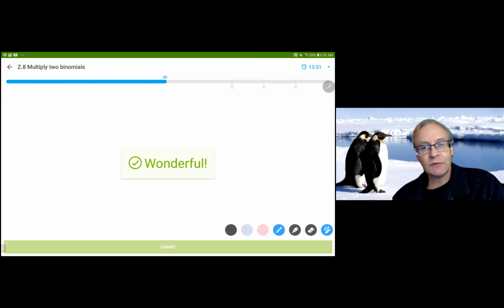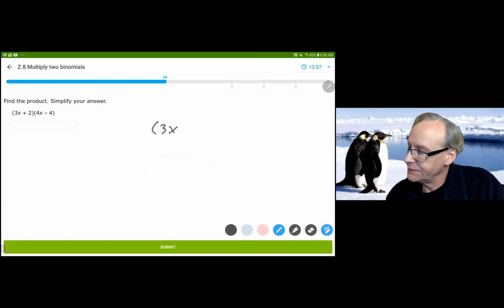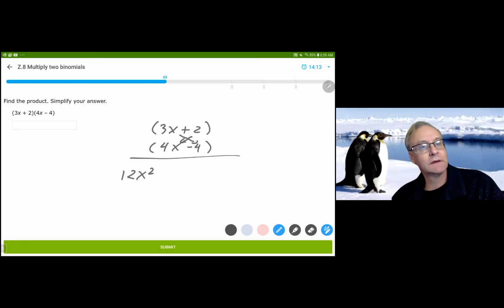Okay, so this time I'm going to show you what I mean by doing them in your head. So we've got 3x plus 2, and I've got the 4x minus 4. Well, we know the first one is 12x squared. That's the first times the first. Now I'm going to do the middle pair in my head. 8x minus 12x. I'll bet you can do it. 8x minus 12x is minus 4x.